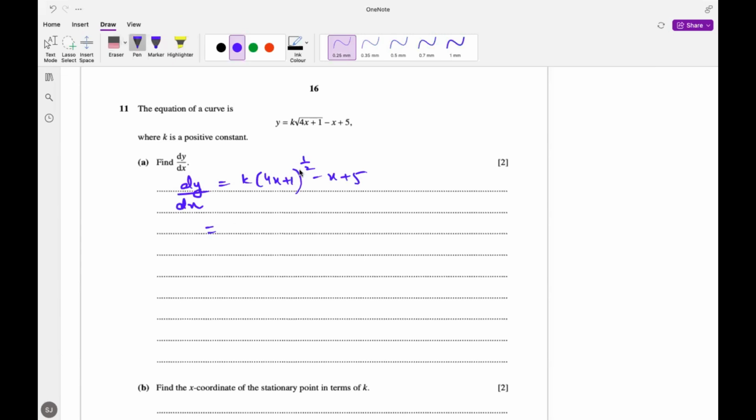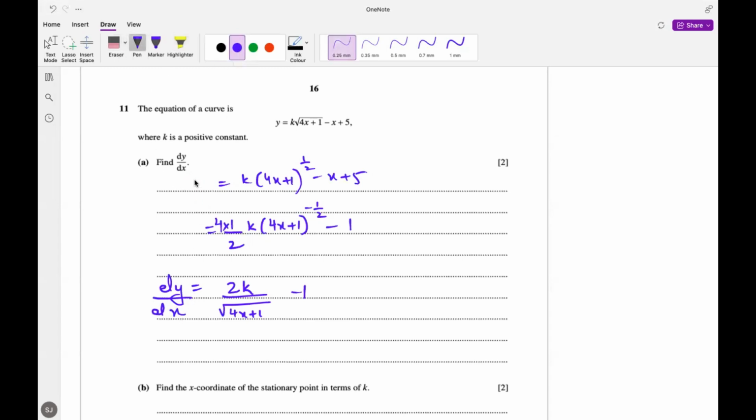So finding dy/dx, we'll multiply 1/2 by k, so this will become 1/2 k. (4x plus 1) to the power of 1/2 minus 1 will become minus 1/2. Derivative of x is minus 1. And we'll also multiply the derivative of 4x plus 1, which is 4. So we'll multiply the 4 over here. And the derivative of 5 will be 0. So we can write this equation as 2k upon square root of 4x plus 1 minus 1.